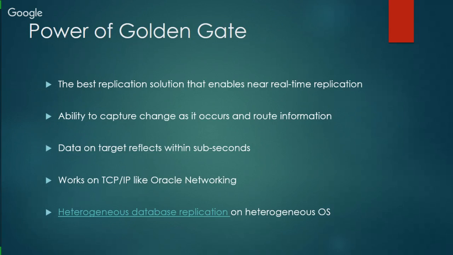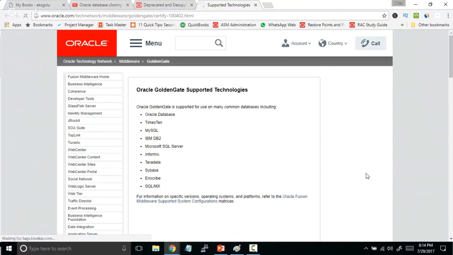One of the biggest benefits, I think, that makes it stand out when compared to other products is heterogeneous database replication. Of course, the product name is Oracle GoldenGate, but the best part is you can set up replication between different vendors of databases which are supported by GoldenGate. Here you can see the Oracle GoldenGate supported technologies. It should actually say databases. So Oracle GoldenGate is supported for use on many common databases, including the Oracle database. You can set up Oracle database replication where your source is an Oracle database and your target is also an Oracle database. And also you can set up replication to these many database vendors.